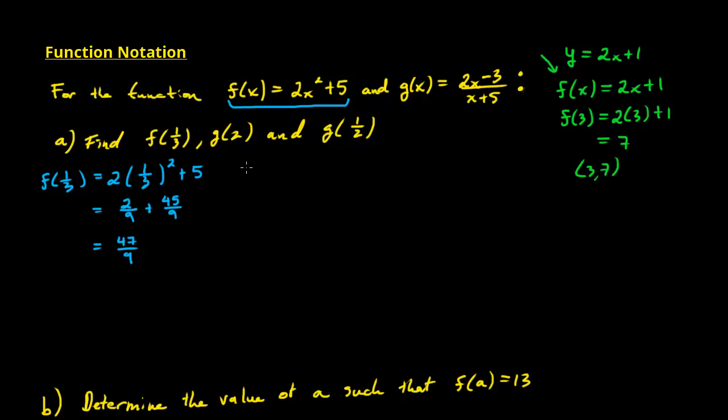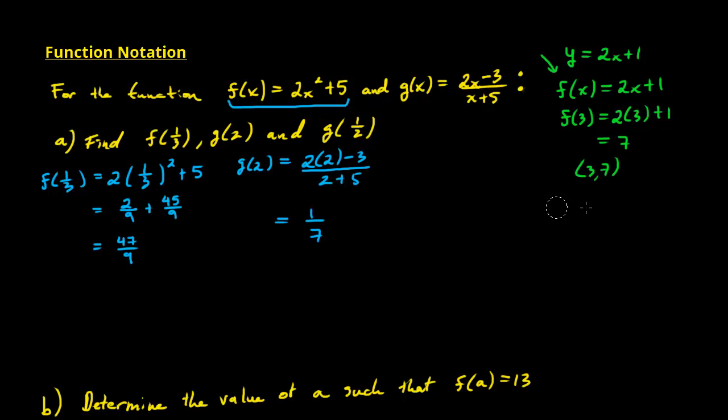Next we're asked to compute g of 2. This is the notation that I follow. g of 2, remember that this does not mean multiplication. It means that I'm inputting 2 into my function. So g of 2 is equal to (2 times 2 minus 3) over (2 plus 5). 2 times 2 is 4, minus 3 is 1, and 2 plus 5 is 7. So g of 2 is equal to 1/7.